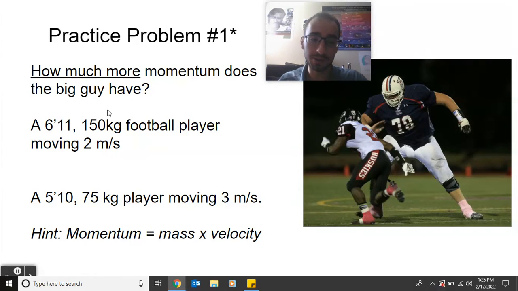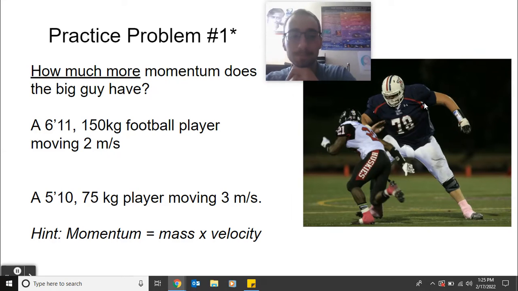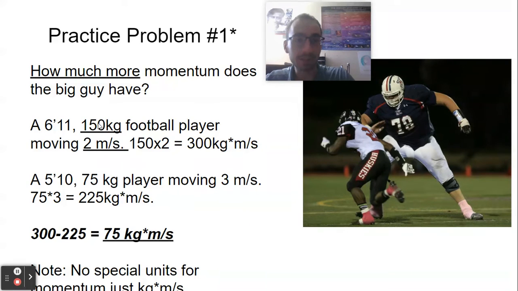The big guy's going a little slower. The big guy weighs 150 and he's going 2 meters per second. The running back is faster. He's going 3 meters per second, but he only weighs 75 kilograms. So right now, I want you to use the formula for momentum, which is mass times velocity. Pause the video now and figure out how much more momentum the big guy has. Okay? Hopefully you noticed. You take the weight times the speed, and you get 300 for the big guy.